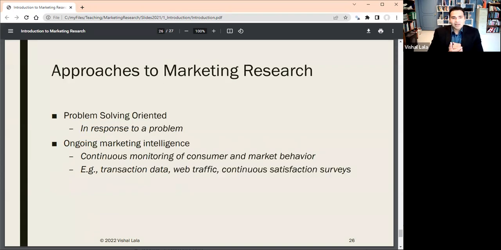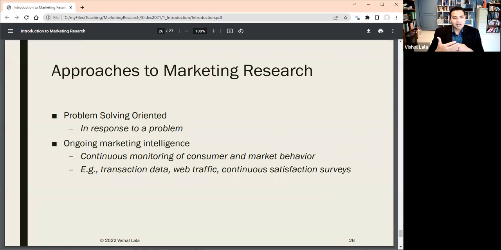Now, there are two broad approaches to marketing research. One is problem-solving oriented. This is the traditional view of marketing research. That is, a company conducts marketing research in response to a problem. Let's say a company experiences a decline in sales. That might be a symptom of a product quality problem. They might respond to that by engaging in a research project to uncover the reasons for lower perceptions of product quality.